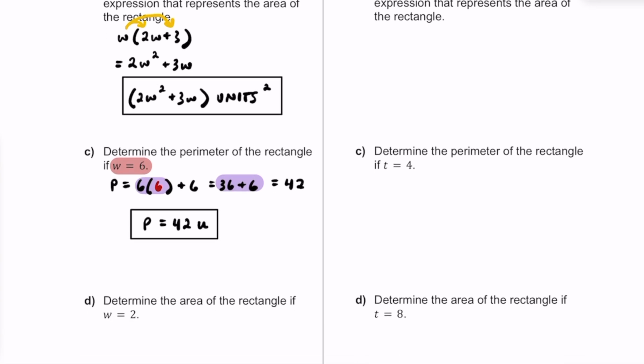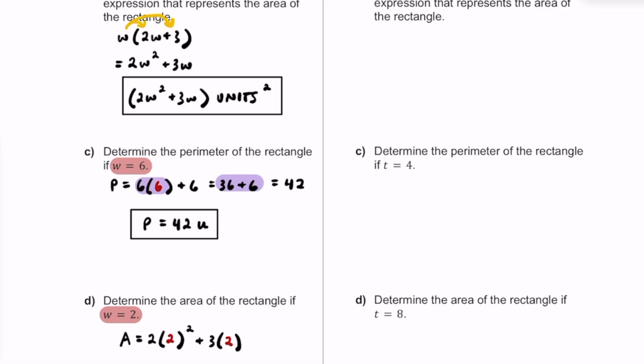For this next question here, it says determine the area of the rectangle if w is equal to positive 2. So for the area, we're going to use our area expression. So we can either use this or this. Let's go ahead and use our more simplified version here. So the area is going to be equal to, let's see, it's 2 times w squared. So we know w in this case is going to be 2. So it's going to be 2 raised to the second power plus 3 multiplied by this 2 here.